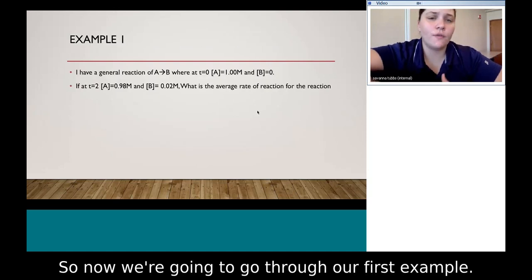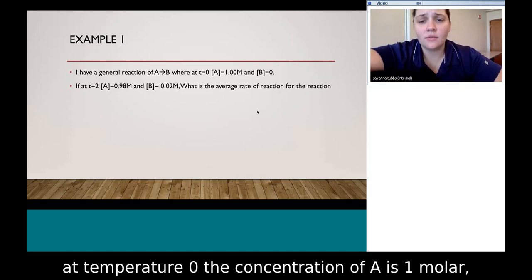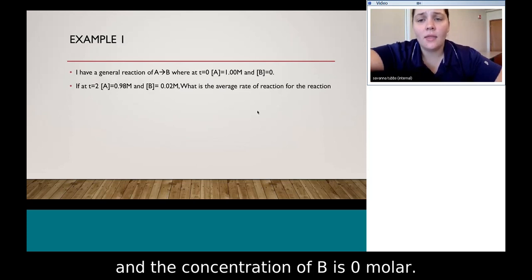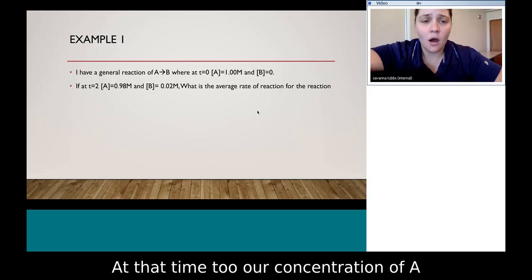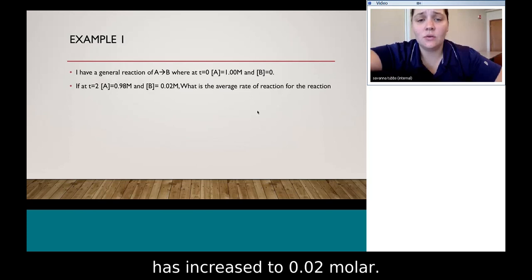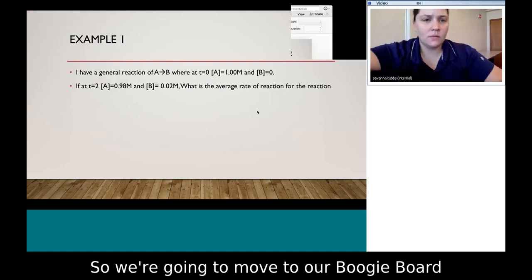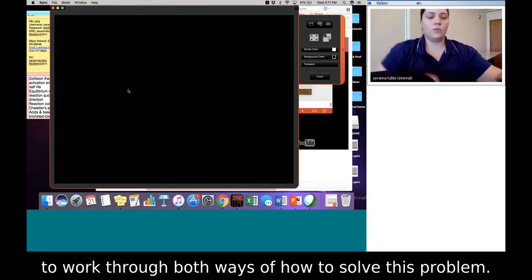So now we're going to go through our first example. I have a general reaction, which is A producing B, where at time 0, the concentration of A is 1 molar and the concentration of B is 0 molar. If at time 2, our concentration of A has decreased to 0.98 molar and the concentration of B has increased to 0.02 molar, what is the average rate of reaction for this reaction? So we're going to move to our boogie board to work through both ways of how to solve this problem.